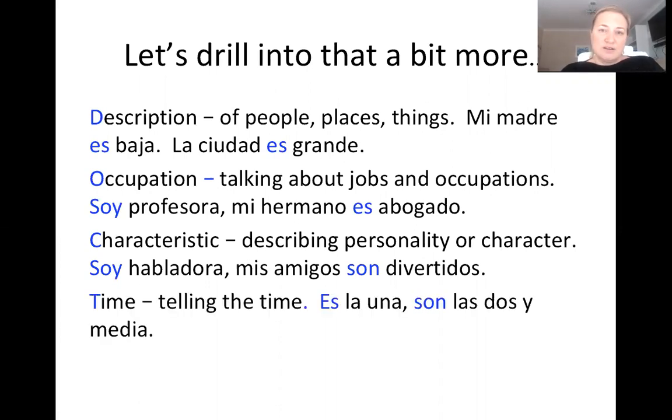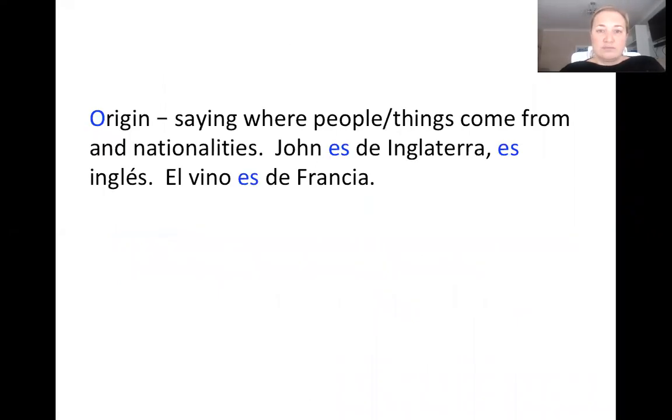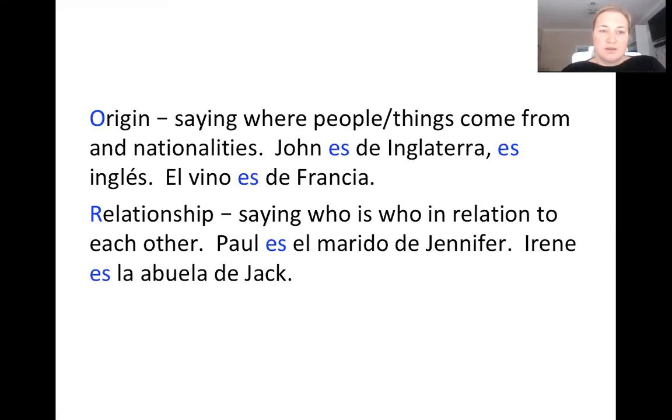T for time then, for telling the time. Es la una, it's 1 o'clock. Son las 2:30, it's 2:30. O for origin, saying where people and things come from and nationalities. So John es de Inglaterra, es inglés. El vino es de Francia. So John is from England, es de Inglaterra, and es inglés, he's English. El vino es de Francia, the wine is from France. So talking about where something originates from, we use the verb ser.